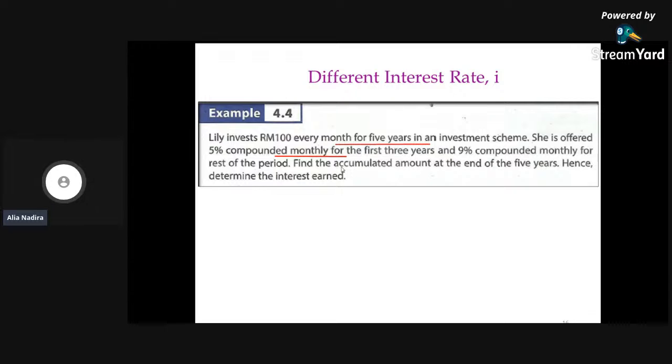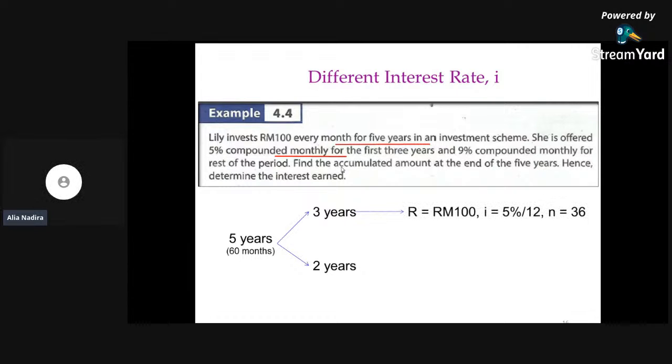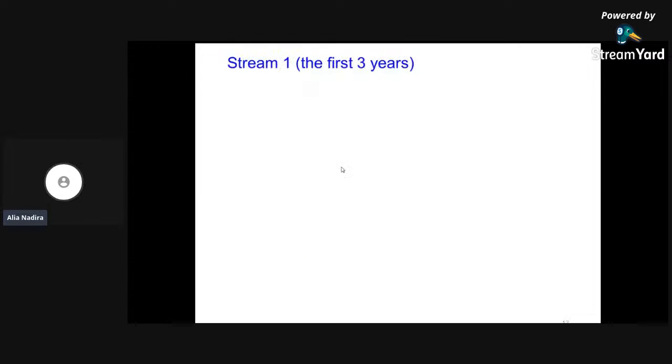So we have Lily who invests 100 ringgit every month for 5 years. Offer 5% compounded monthly for the first 3 years, 9% compounded monthly for the rest of the period. We have 5 years. The first one, 3 years, R is 100, i is 5%, 12 and 36. So this is I extracting the information from the question. So we have to calculate twice.